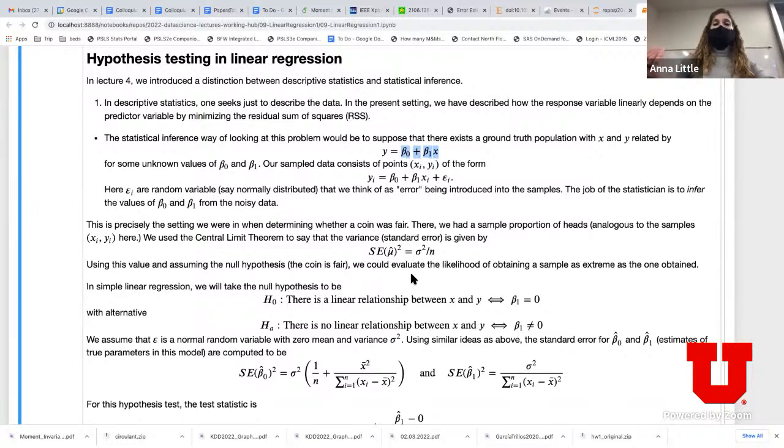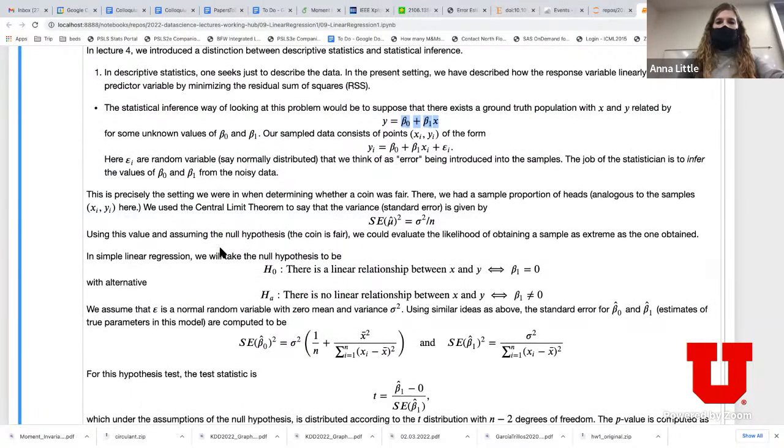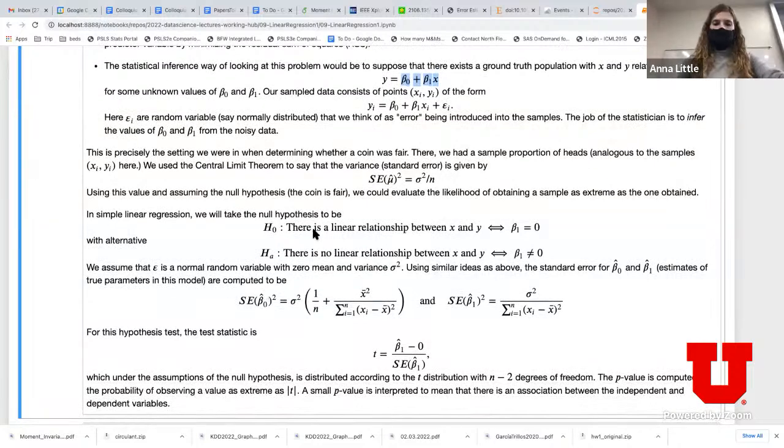The same general procedure in terms of defining a null and alternate hypothesis, but this time they'll relate to the linear regression and then computing a p-value. So in this context, our null hypothesis would be that there is a linear relationship between X and Y.